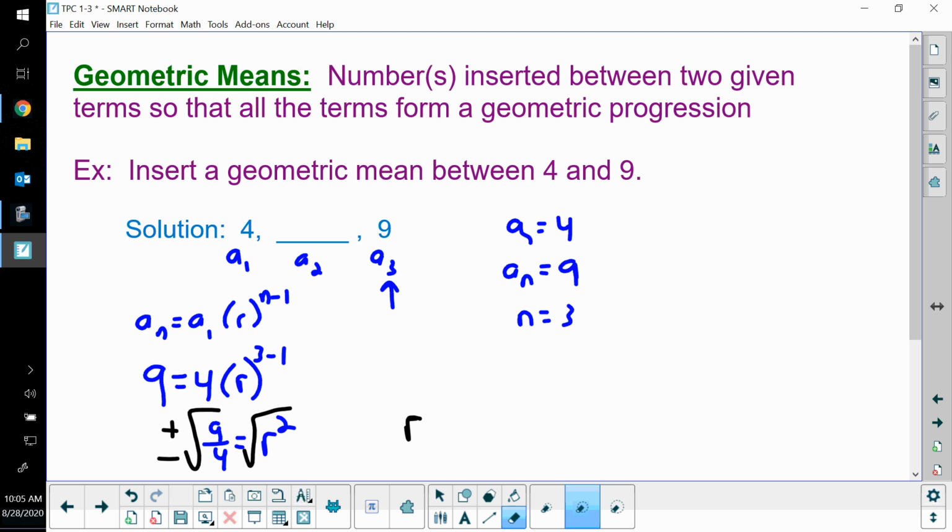So r is going to be plus and minus the square root of 9, which is 3, over the square root of 4, which is 2. Note this is not your final answer. R is just what you multiply by each time. So if you multiply 4 by plus or minus 3 halves, we just do 4 times 3 halves to get 6, and it would have the plus or minus in front of it.